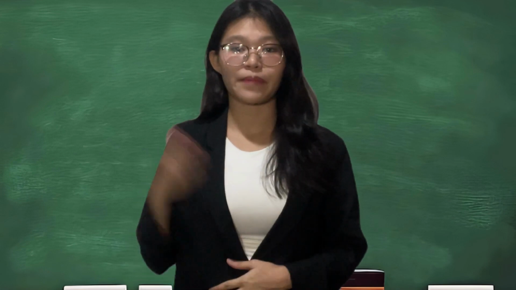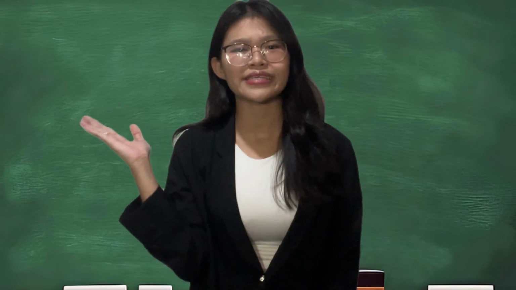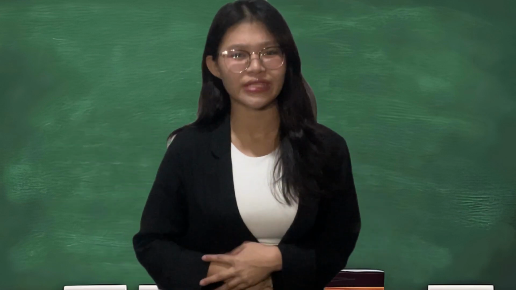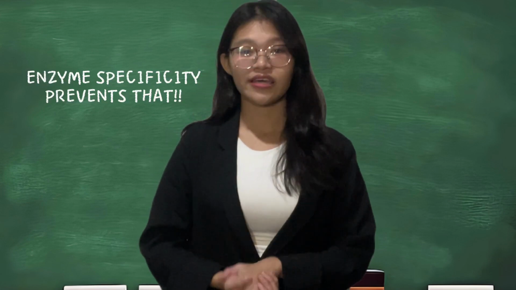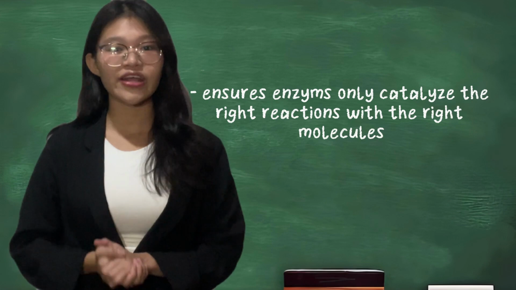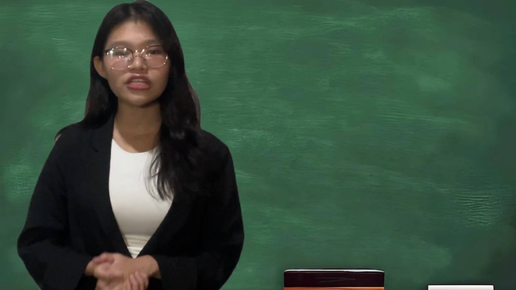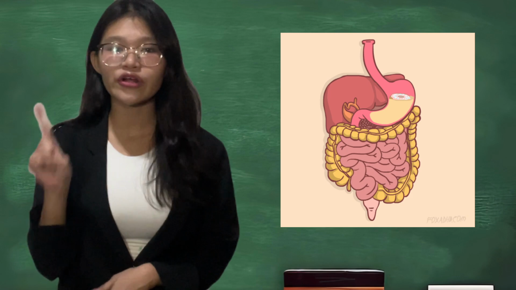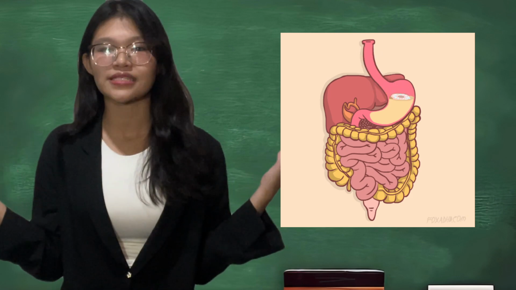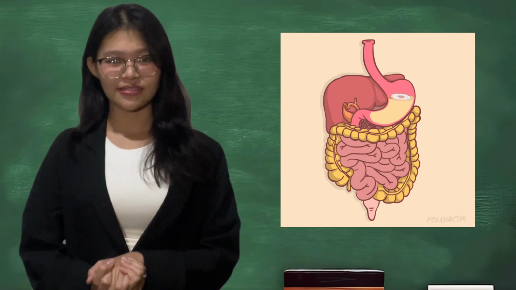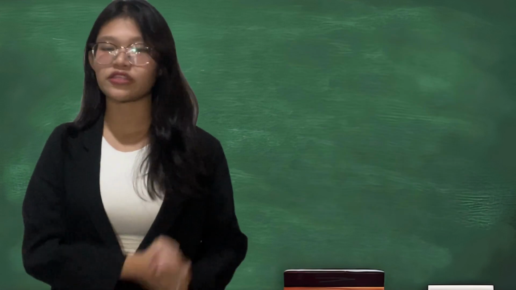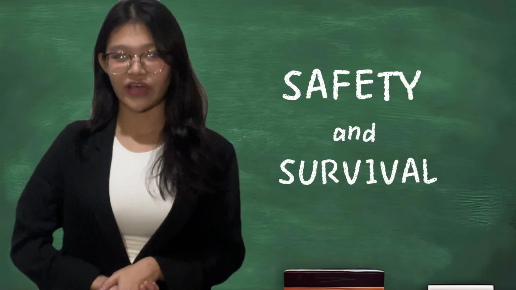Let's take a moment and imagine this. What would happen if enzymes weren't specific? Picture the digestive enzyme pepsin, which breaks down the proteins in your stomach. What if pepsin suddenly started breaking down your stomach lining instead of just the food proteins? That would be disastrous. Enzyme specificity prevents this from happening. It ensures that enzymes only catalyze the right reactions with the right molecules. This is especially critical in metabolic pathways, where one wrong reaction could lead to the accumulation of toxic substances or the failure to produce vital compounds. So enzyme specificity isn't just about efficiency, it's about safety and survival.